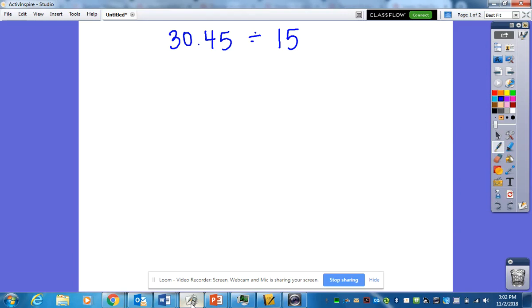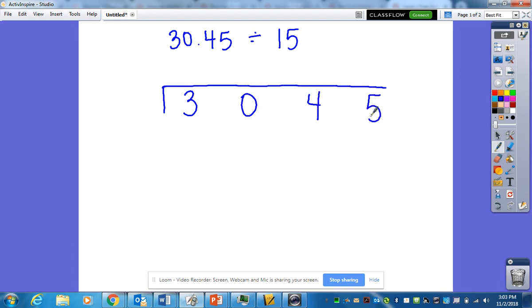Divide is the box strategy. It's very similar to long division, just looks a little different. For this problem, 30 and 45 hundredths divided by 15, 30 and 45 hundredths is the dividend, so it goes inside the symbol. You'll notice I made the symbol extra long on this one, and I'm going to intentionally space out the numbers in the dividend.